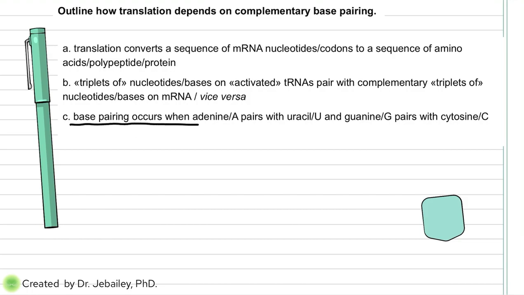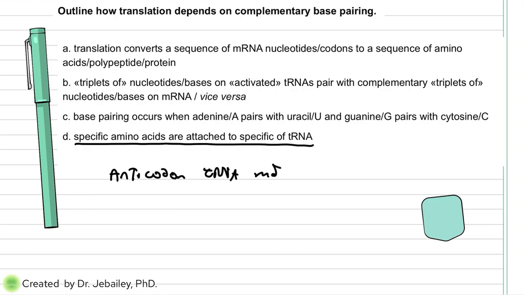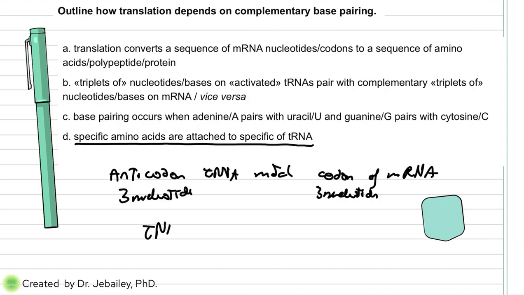And then I talk about the base pairings of A with U and G with C, so you get the third point there, and specific amino acids are attached to specific tRNA, like I told you. So in this process, if you mention the anticodon of the tRNA matches the codon of the mRNA, you're already getting the points. Now you can talk about the anticodon meaning 3 nucleotides matching with the 3 nucleotides of the mRNA. And then of course you can say one tRNA goes for that one specific amino acid, and you get all the points in here.